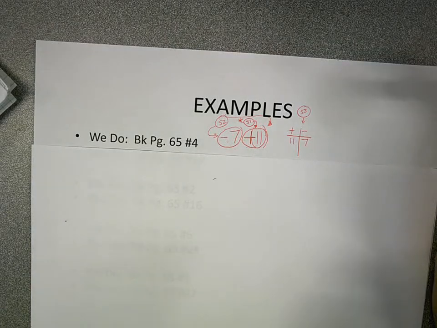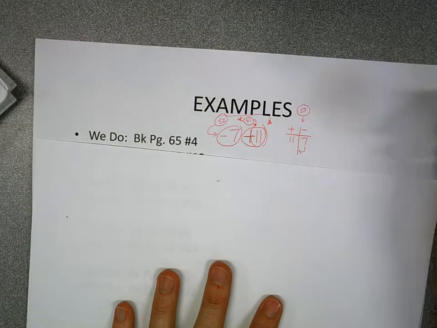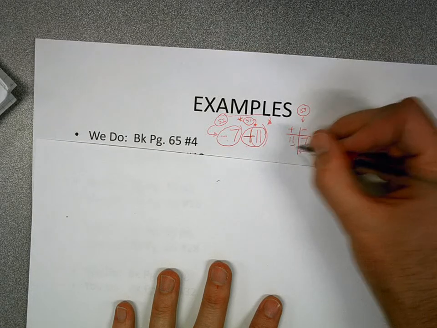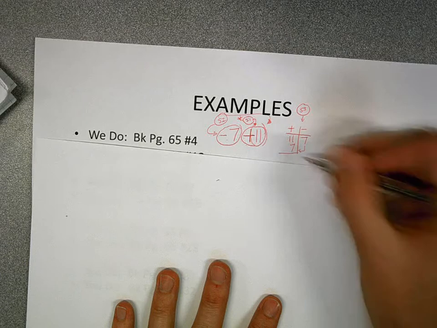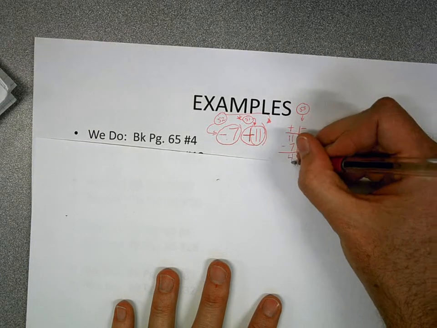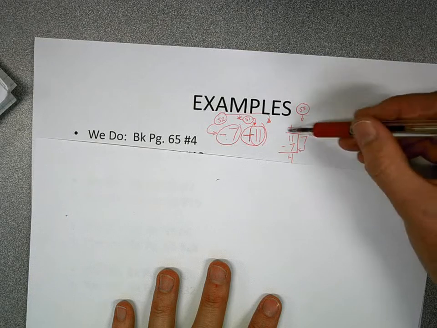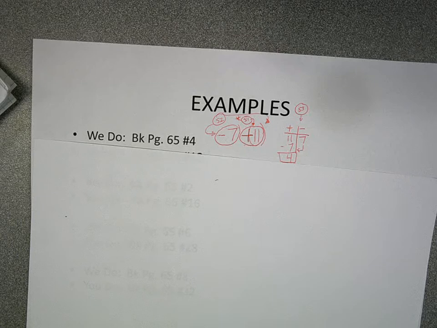Remember, if it's the same side, we add them. In this case, they're different sides. So I'm going to subtract. So I bring the number that has a smaller absolute value underneath. So 11 minus 7 gives us 4. And remember, use the sign up above. And so since we're on the positive side, it's a positive 4. Our answer, negative 7 minus negative 11 is positive 4. Okay, questions on that one?